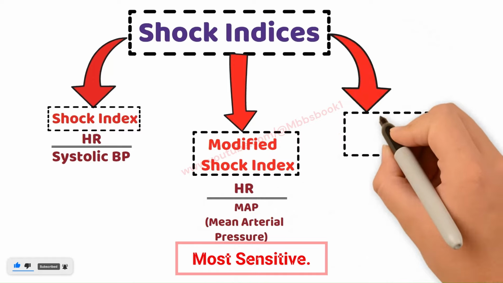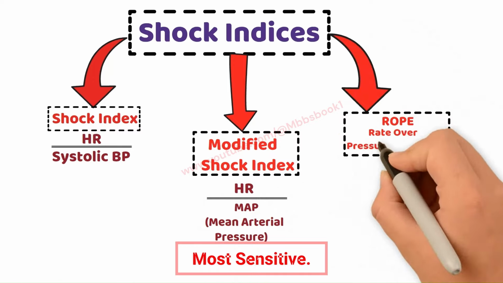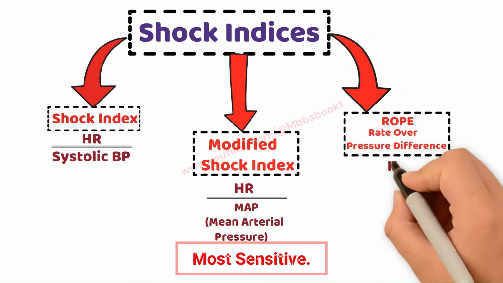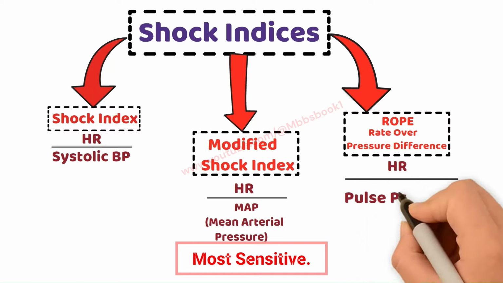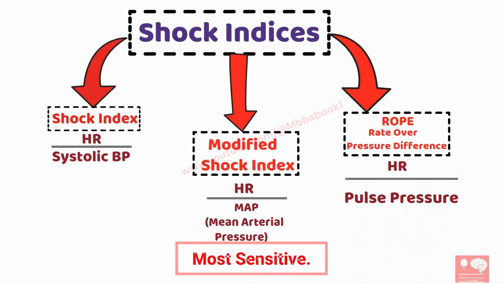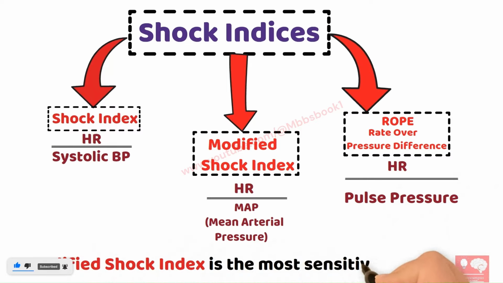And the third one is ROPE, that stands for rate over pressure difference. So rate means heart rate, pressure difference means systolic minus diastolic blood pressure, that is pulse pressure. So heart rate by pulse pressure is ROPE. Now, out of these three, modified shock index is the most sensitive indicator.